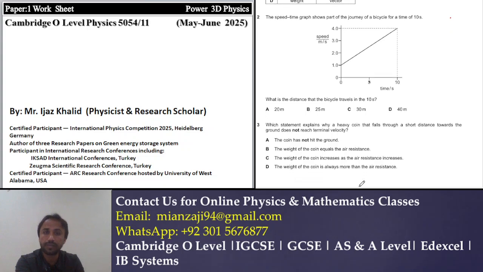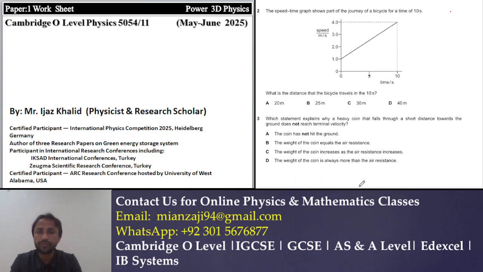This is question number 2. First of all, we will read the question statement very carefully. The speed-time graph shows part of a journey of a bicycle for a time of 10 seconds. It means we are given a speed and time graph, so we have to understand the science behind it. This is a journey of 10 seconds. Total time is 10 seconds.